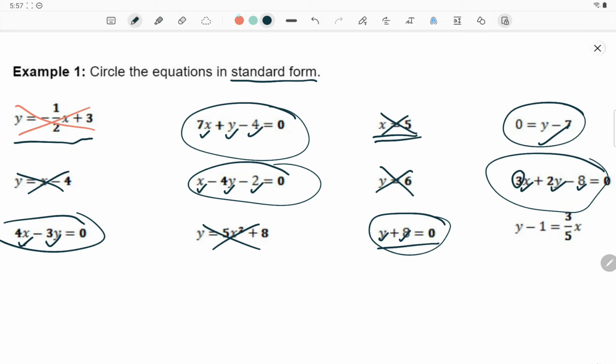The last one, there is a couple of reasons. You can see there's a fraction, so that's no good. The variables are on opposite sides, so in the end, that's just not standard form. So we have those following ones that are in standard form. So take some time, double check, and you can see those patterns start to emerge more and more as you keep going through different types of equations.